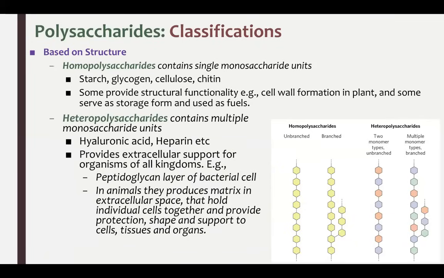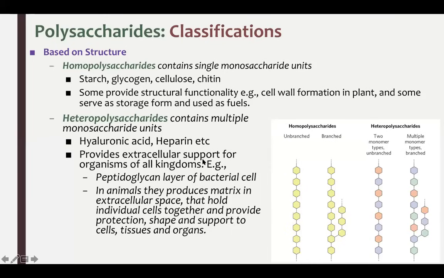For example, if you know about the bacterial cell, they have some layers on the bacterial cell, which are called the peptidoglycan layer. We will discuss these things later. And also, if you know about the extracellular space, there is some stuff called matrix, which is involved in holding the cells together. Okay, and they actually provide protection, shape, and support the cells, tissues and organs.